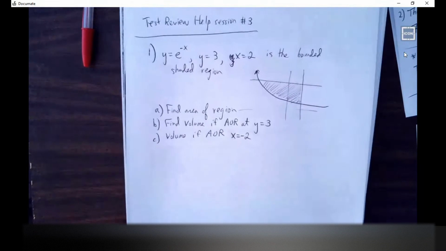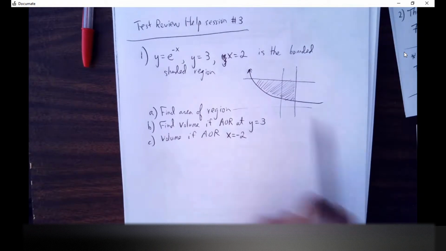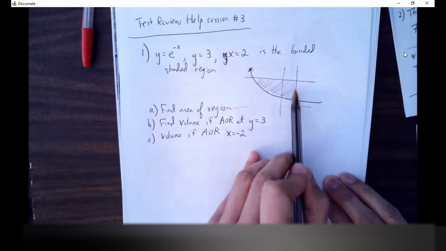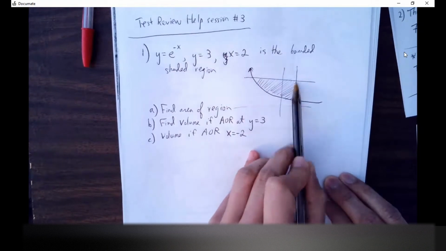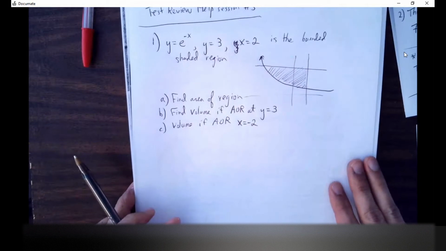All right, so let's look at our example here. We have y equals e to negative x. We have y equals 3. We have x equals 2. So those are our equations of the boundaries that's creating our shaded region here. Okay, so find the area of the region.